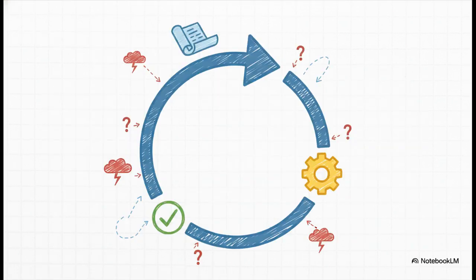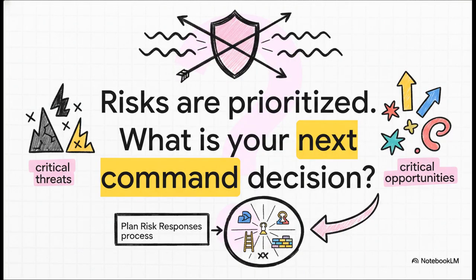And you absolutely must remember this for the exam. This is not a one-and-done activity that you only perform during the planning phase. Perform qualitative risk analysis is an ongoing iterative process. You will perform it again and again throughout the project as new risks are identified and as existing risks change. And that brings our explainer to its logical conclusion. You've successfully cut through the chaos, you've filtered out the noise, and you have identified your most critical threats and opportunities. Your next command decision, then, is to move directly into the plan risk responses process, where you will formulate the specific, proactive strategies to manage these top priority risks.